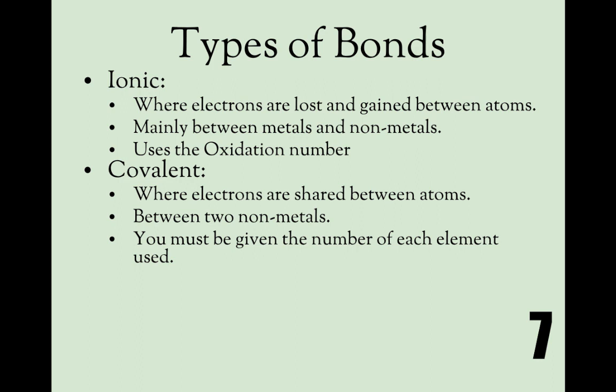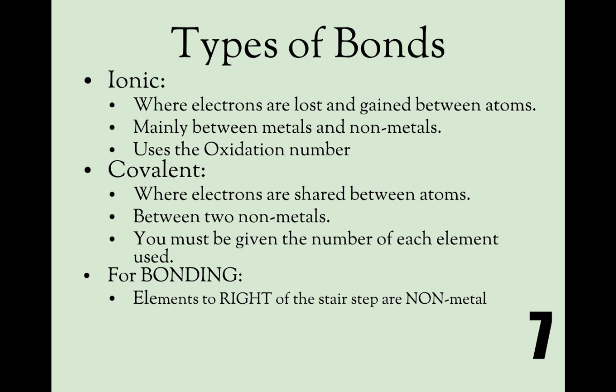Okay, there's not a question here, and you don't have to figure this out. For bonding purposes, you wrote a stair step on your periodic table. For bonding, all of the elements to the right of that stair step, in that upper right-hand corner, those are all considered non-metal for bonding. While at the same time, everything to the left of the stair step is considered to be a metal. Remember that hydrogen is the weird one. It can do whatever it wants to do.